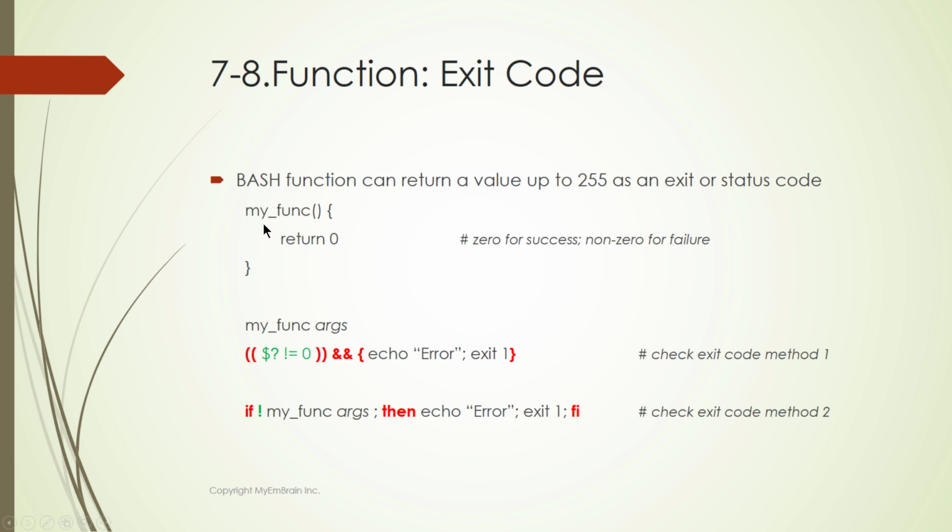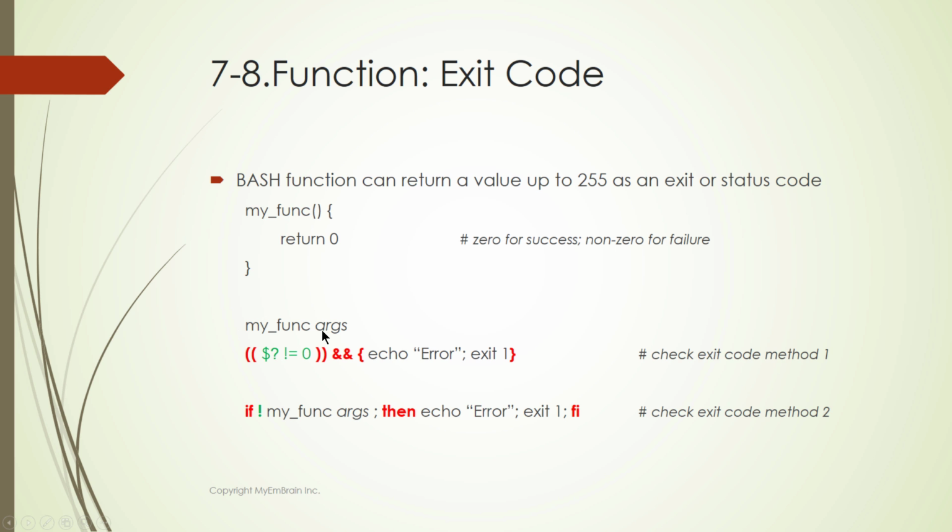And here I present a simple function that does nothing but return 0. In Bash, a return code of 0 is used to indicate a successful result. Otherwise, it would be a non-zero return code. And I show two different ways to check for the return code.